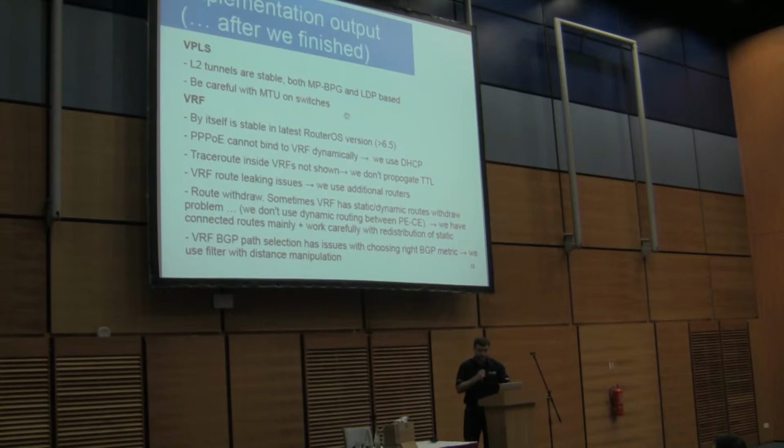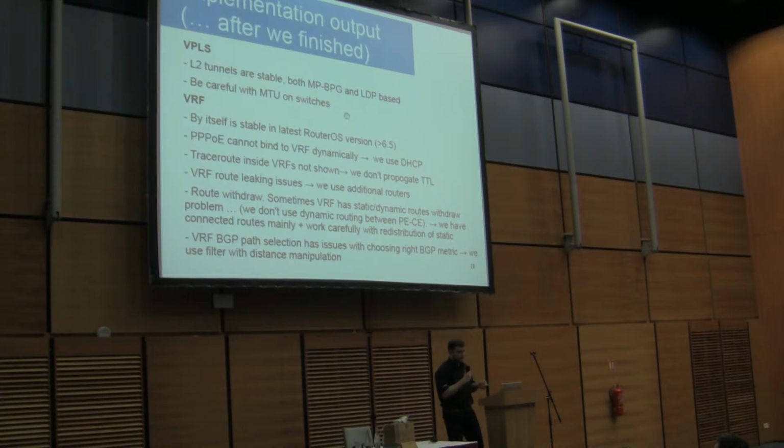Another issue which is important to know about is route withdrawal. Sometimes VRF has a static dynamic routes withdrawal problem. It means that if you remove the route from the table of the interface, I think, it doesn't disappear from the VRF. So it's still appearing on your BGP neighbors. If you remove it from one router, it still appears on routers it's advertised to. But it's not always, it's just sometimes. And I was not able to find exactly what the reason is.